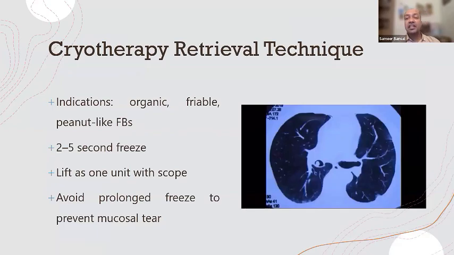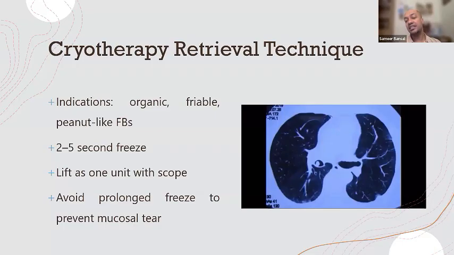Cryotherapy, a very useful tool in your armamentarium, especially for foreign bodies. And this is something that we use day in day out because the number of foreign bodies that we get is immense. Generally for organic friable foreign bodies, why? Because it can freeze the entire thing and prevent breaking of those particles, and residual foreign bodies. Generally a 2 to 5 second freeze, but I think it depends, because sometimes larger foreign bodies may require a longer freeze time also. And again, this is also lifted as one unit with the scope.